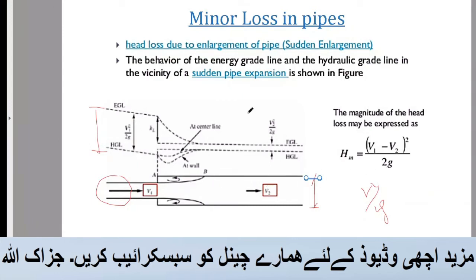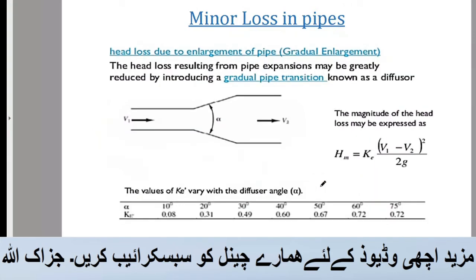If you are facing this problem, then you will use this equation, that is V1 minus V2, velocity at the upstream side minus velocity at the downstream side, its square divided by 2g. So here are the minor losses about which we are talking, with alpha. Alpha's value will be different, and if alpha is different, then the value of K will be different. This is the head loss due to enlargement of the pipe. So if you have the value of alpha, then you will use a different value of Ke.